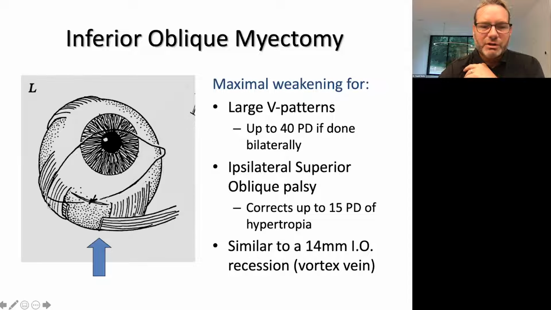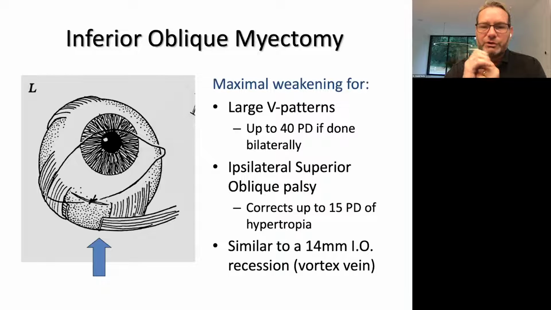So here you can see, what are we doing? Well, we're clipping out an 8 to 10 millimeter section of the inferior oblique, and then we're just letting it go. You don't sew it back on. And to me, that gives maximal weakening for large V patterns. So up to 40 prism diopters of correction, if you do this bilaterally.